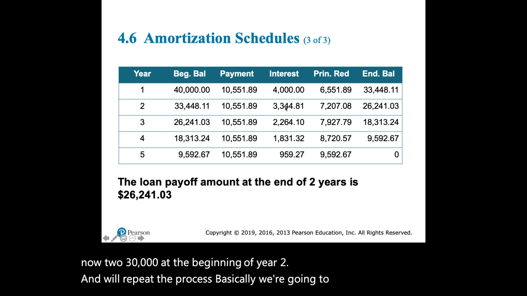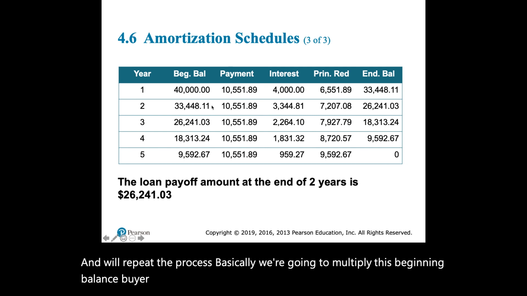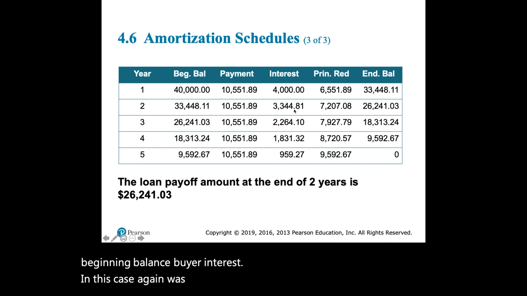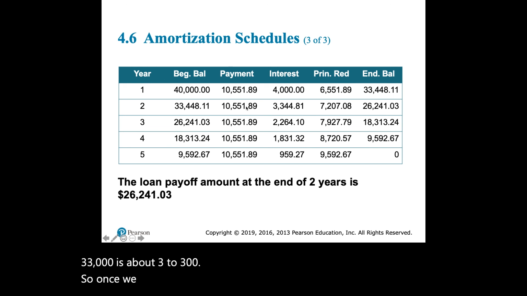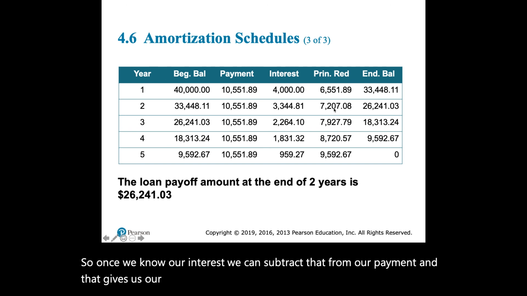Once we know our interest, we can subtract that from our payment, and that gives us our principal reduction. Once we know our principal reduction, we can subtract it from our beginning balance, and that will give us our ending balance. Okay, and you can actually go through the process. Eventually, your ending balance should be 0.